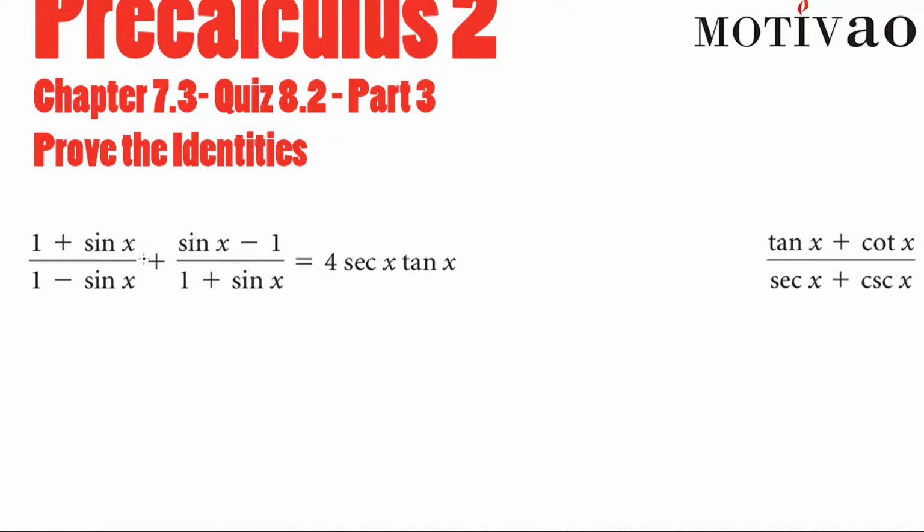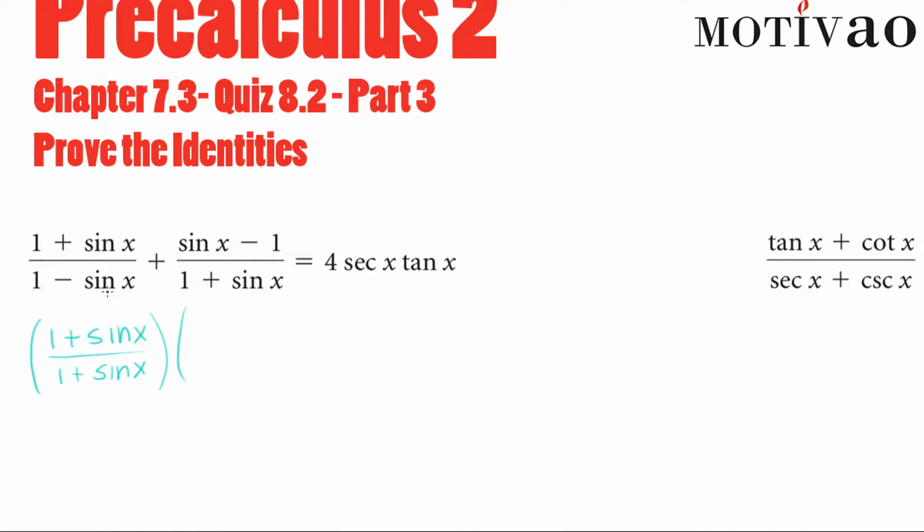Okay. Now the key here is to notice that sine of x minus 1 and 1 minus sine of x are not the same thing, right? Subtraction is not commutative, therefore we gotta take care of that. Now, my students already know whenever we add fractions, we always need a common denominator. Here, the common denominator is 1 minus sine of x times 1 plus sine of x. So on the left side, we need to multiply by 1 plus sine of x over 1 plus sine of x.